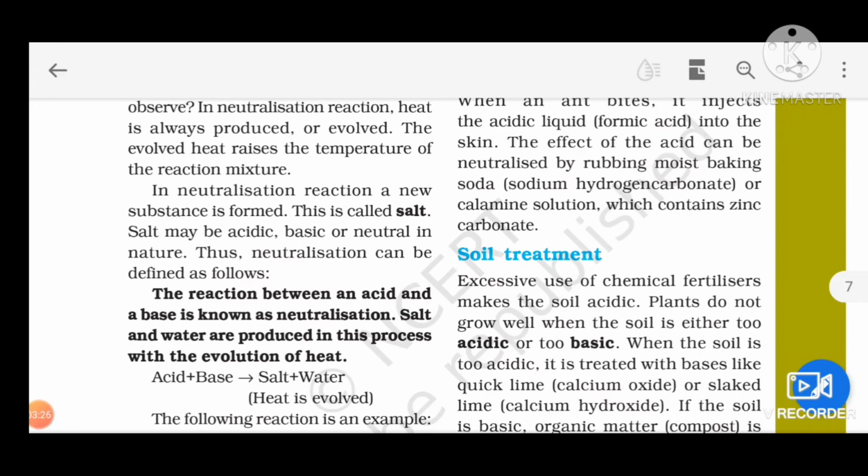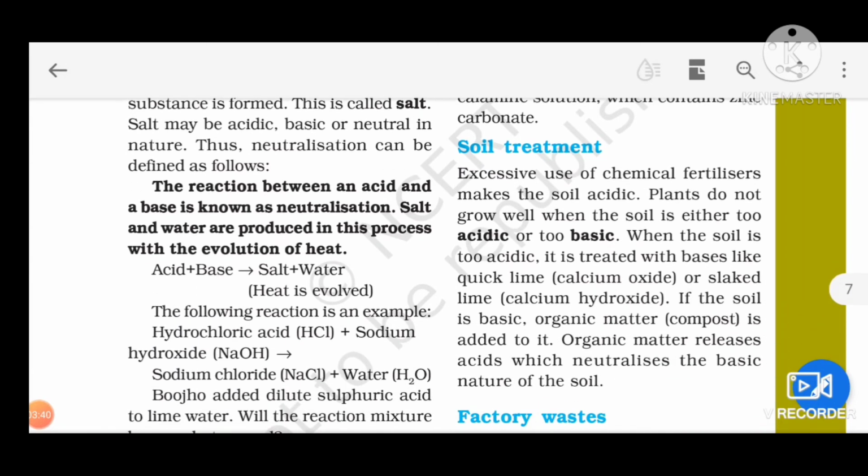Salt may be acidic, basic, or neutral in nature. So when acid and base are mixed, when they react, the product given out is salt and water. Here, since the acid is very strong and the base is very weak, there is a liberation of heat involved in the reaction. Then the substance is converted into salt and water.